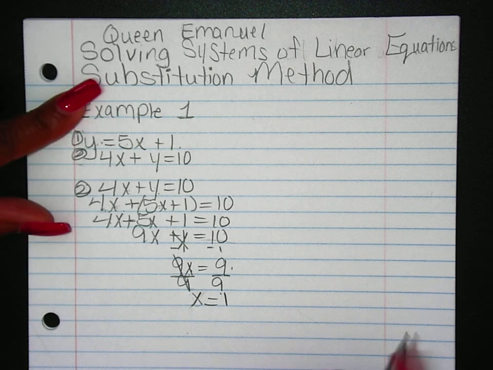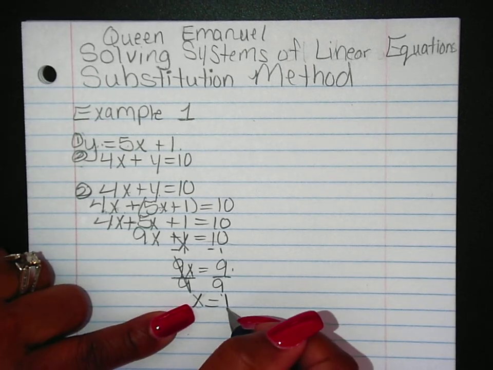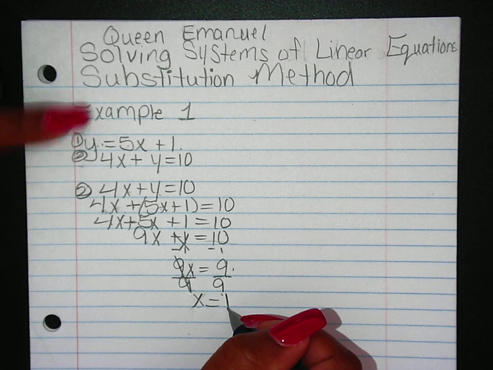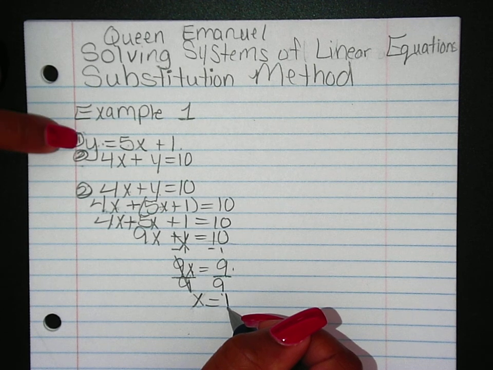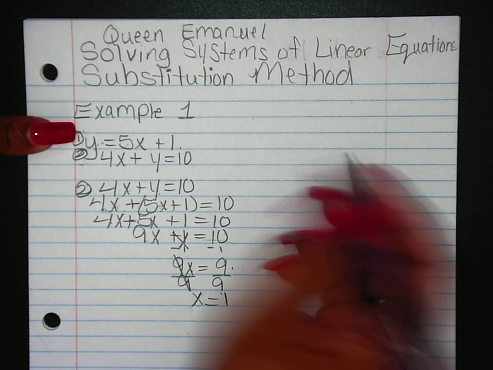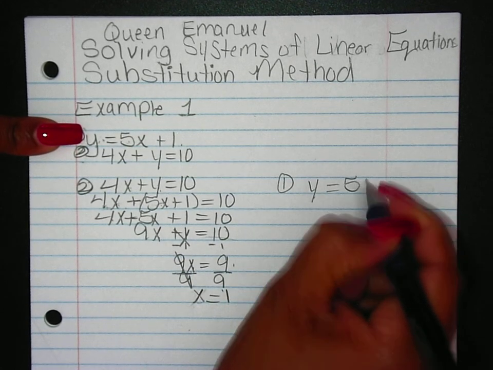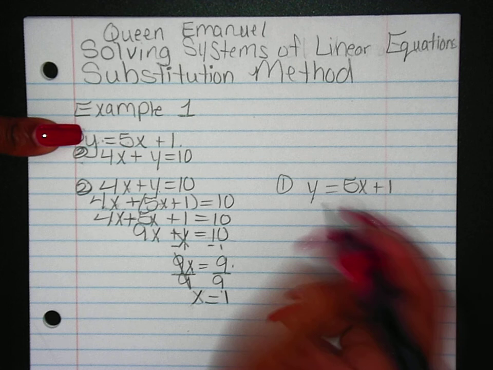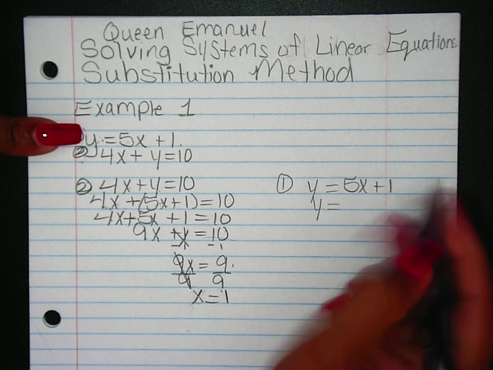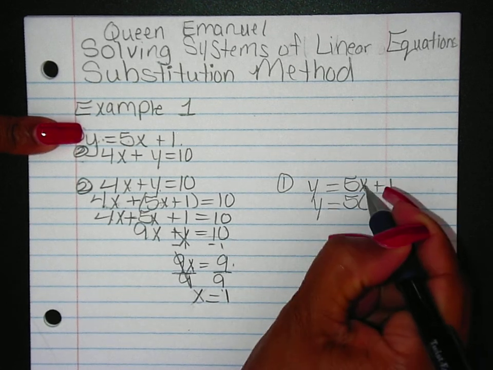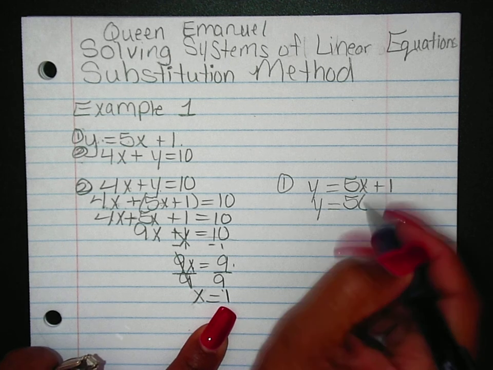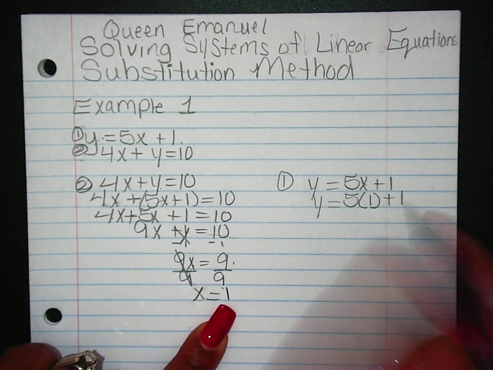Okay. Now I'm going to take this 1 and substitute it in the first equation to get the y value, because y is already by itself. So I'm going to write number 1 and y equals 5x plus 1. Bring down the y, bring down the equals, and put 5 in parentheses for x. Instead of writing x, I'm going to write the value 1 and put plus 1.